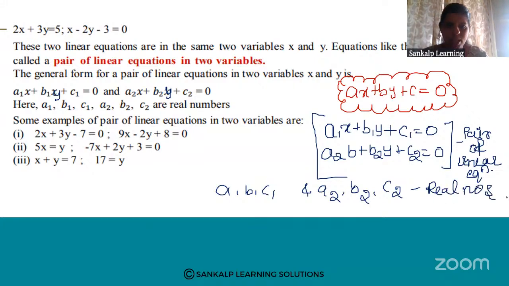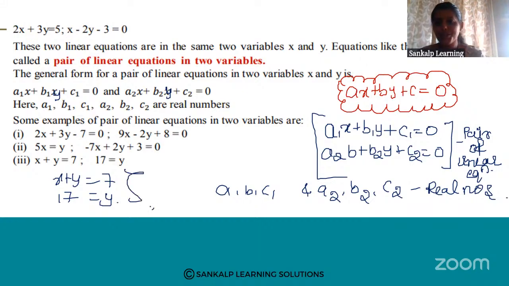Real numbers. Okay. So some examples are there for linear equations in two variables. These are pair of linear equations, right? 2x plus 3y minus 7 equal to 0, 9x minus 2y plus 8 equal to 0. Okay. 5x is equal to y, minus 7x plus 2y plus 3 equal to 0. x plus y is equal to 7 and 17 is equal to y. Okay, this is also pair of linear equation.